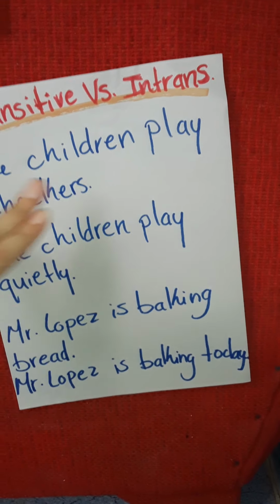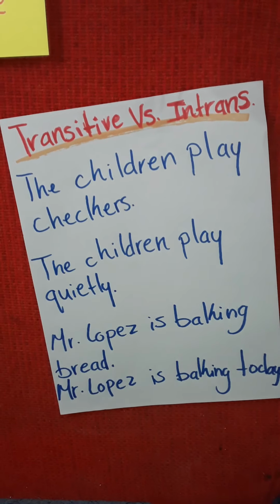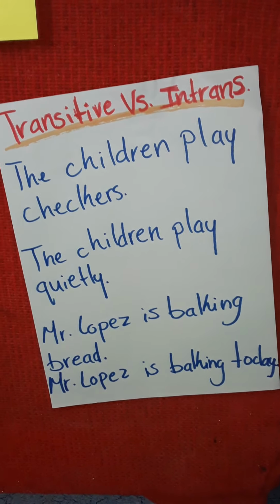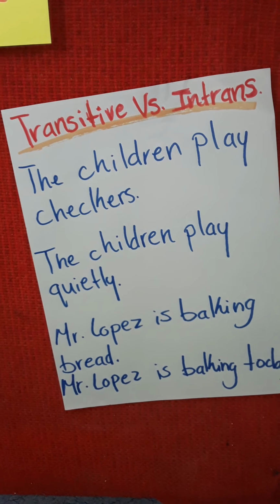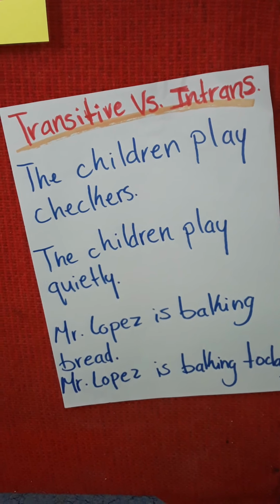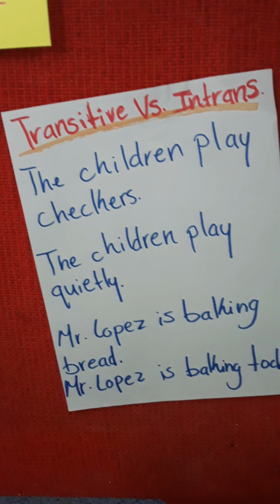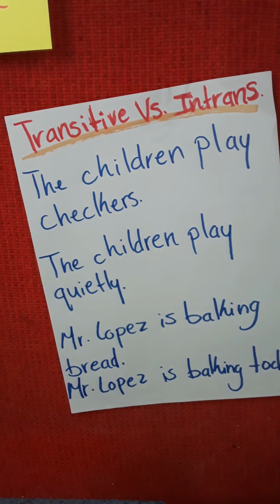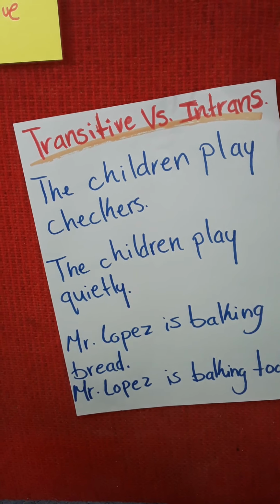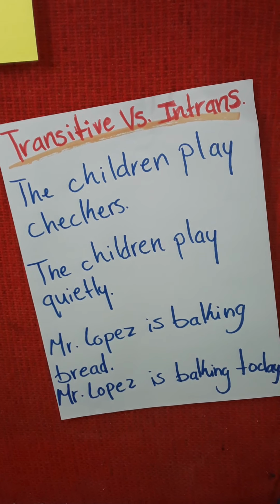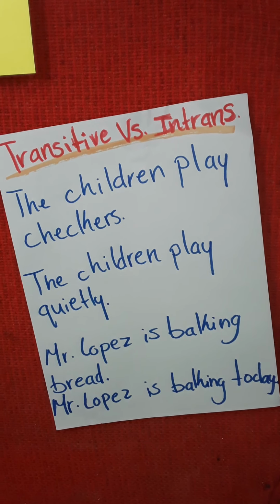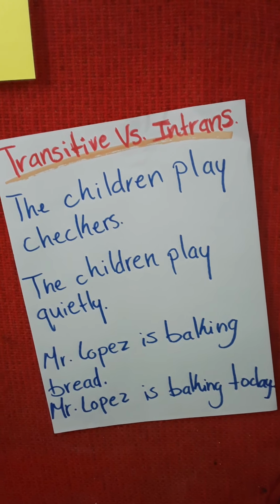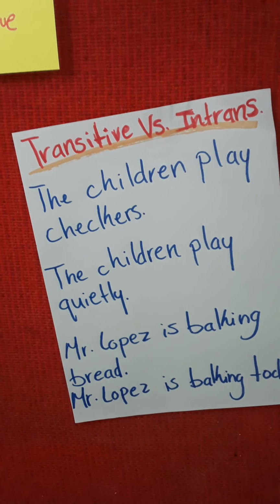So in one sentence, the verb play is a transitive verb, meaning that it passes the action from the subject to the object. And in the other sentence, the verb is not passing any action to the object. It is intransitive. So there are verbs that can be used as both depending on the way that you use them. So that is it for transitive and intransitive verbs.